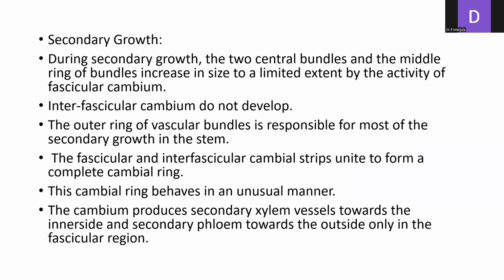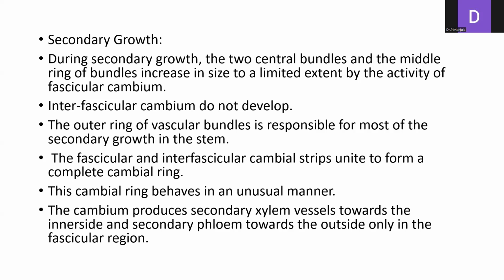The vascular bundles are joined to form the inter and intravascular cambium strips, which join to form the cambial ring. It produces the secondary xylem towards the inner side and secondary phloem towards the outside, only at the intravascular region, that is, between the xylem and phloem. In between these vascular bundles, they produce the conjunctive tissue.